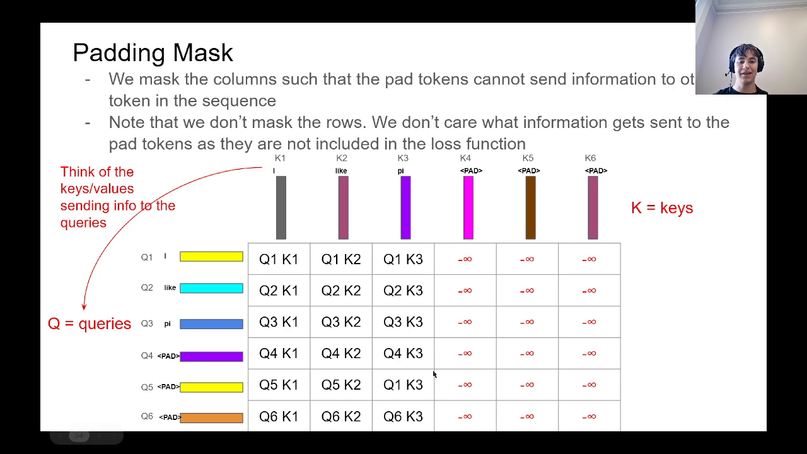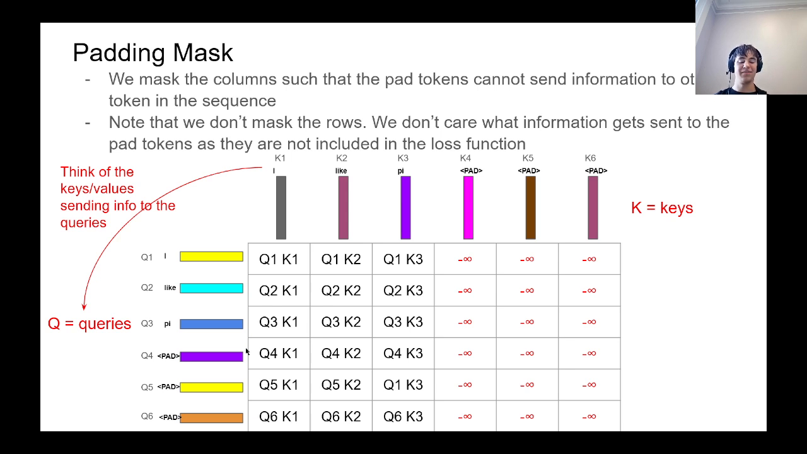So this here is transforming pad. It doesn't matter what it transforms into. We can send it the words I like pi, and it doesn't matter at all. So that's why we mask along the columns, so that these tokens don't send information to these tokens here. If you masked along the rows, the padding tokens would just be negative infinity and it wouldn't do anything. The information from the padding tokens would still be sent to I, like, and pi. So, yeah, that's why you mask along the columns, not the rows.